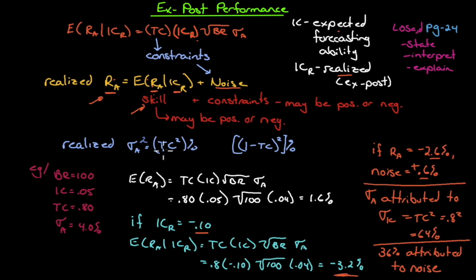Now, let's talk about how we've broken down the active risk into two components. Active risk can be attributed to the standard deviation of the information coefficient, which is 64%. The other 36% is attributed to noise. So of the entire active risk, 64% of it is attributed to the manager and his performance, and 36% of it is just attributed to noise or the constraints. So you can actually break that down.